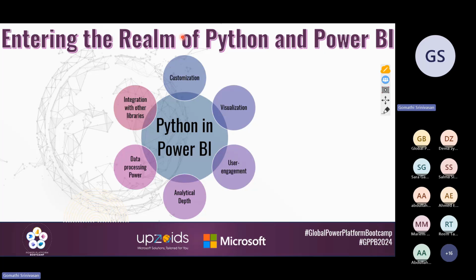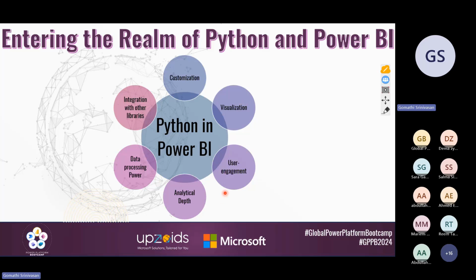Users are not confined to the default set of visuals, but can instead create highly tailored visual representations that better align with their data storytelling needs. Next comes bespoke visualization. Leveraging Python allows for the creation of specialized visuals that are not available within Power BI's standard offering. We can include charts from various libraries like Pandas, NumPy, and Matplotlib. There are various charts available in Python which we can enable.